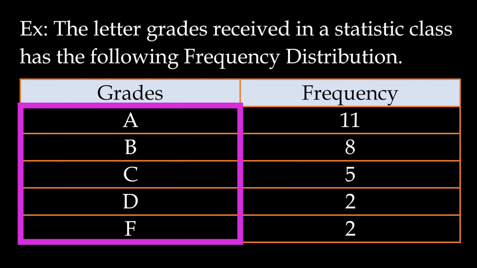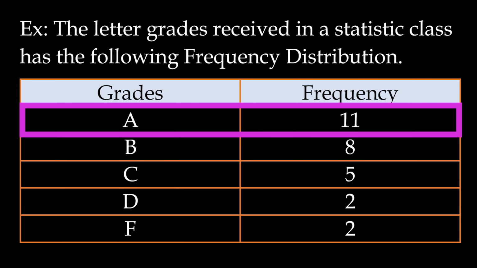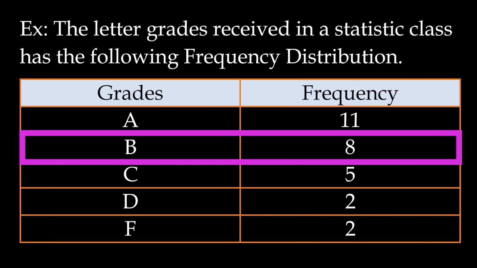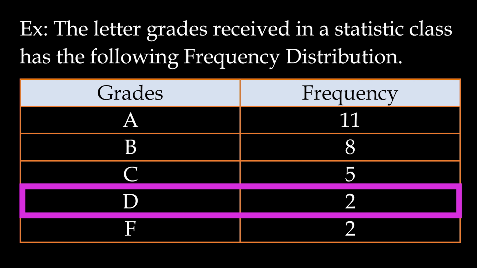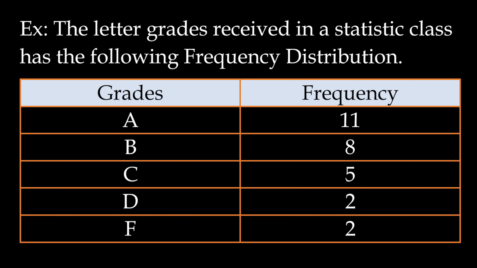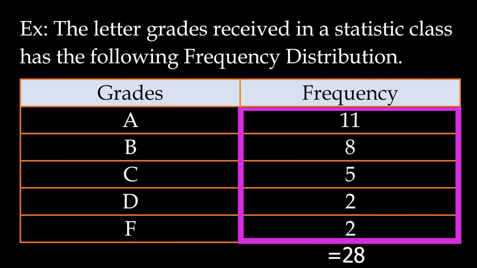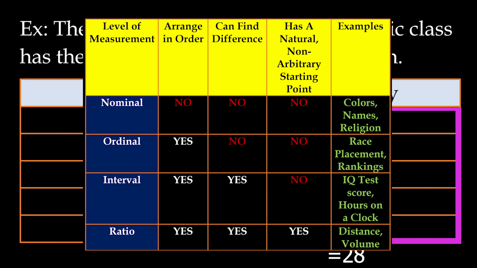This shows that there are 5 possible letter grades, and 11 students received an A, 8 received a B, 5 received a C, 2 received a D, and 2 received an F. We can also figure out how many students there were in the class by summing up the total frequency. So there are 28 students in this class. In this example, our data was qualitative and ordinal. Let's try another example that's quantitative.